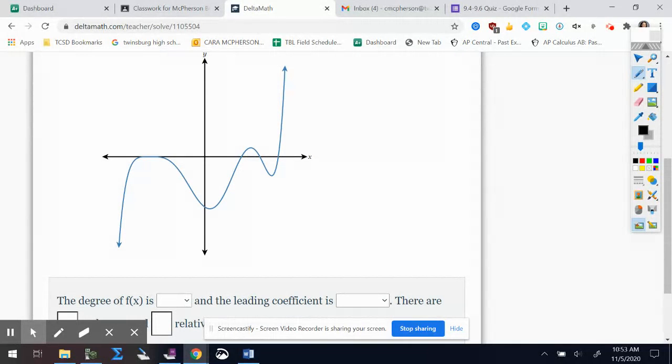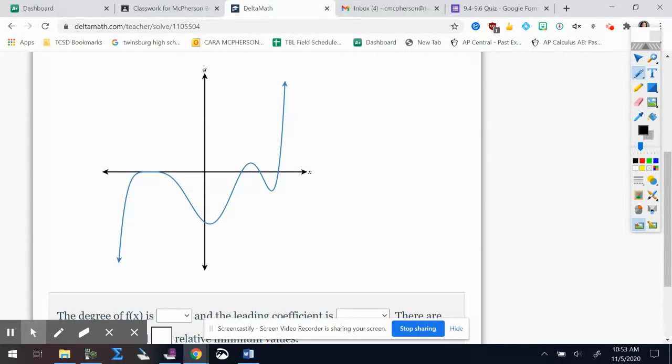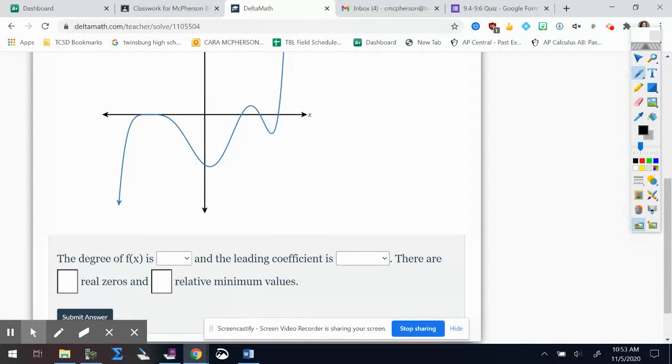we talked about it kind of laying on the axis. You kind of see that happening here, that repeated zero. First thing y'all notice is my end behavior. The left side of the graph is heading downwards. The right side of the graph is heading upwards, which tells me this has to be an odd graph.